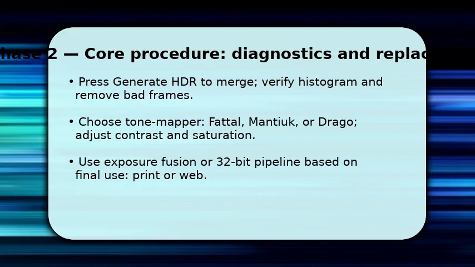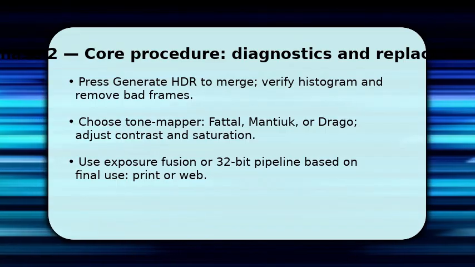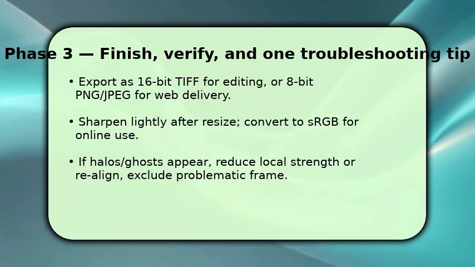Use exposure fusion when you want a natural, low-artifact result. Choose the 32-bit pipeline if you plan heavy post-processing. Make incremental changes. Preview at 100% to judge detail and halos before exporting. When the tone looks right, export your result.